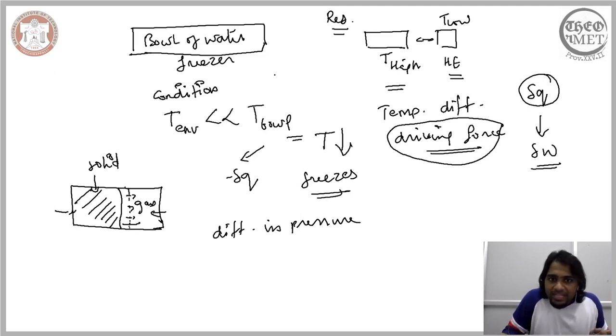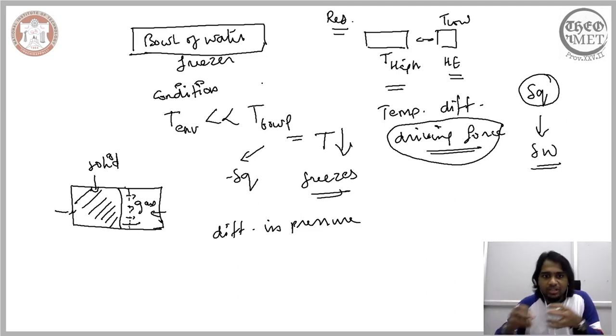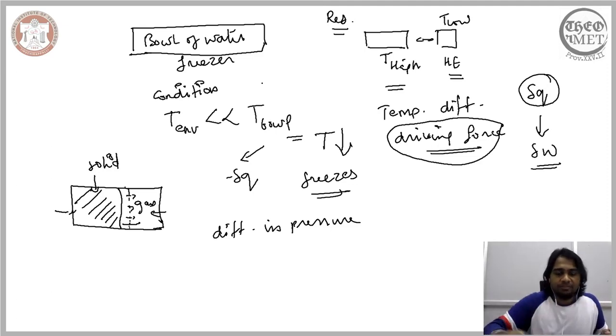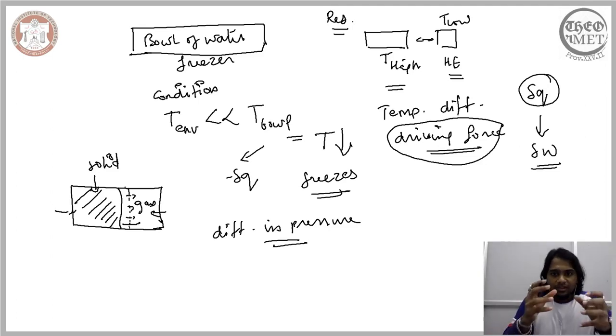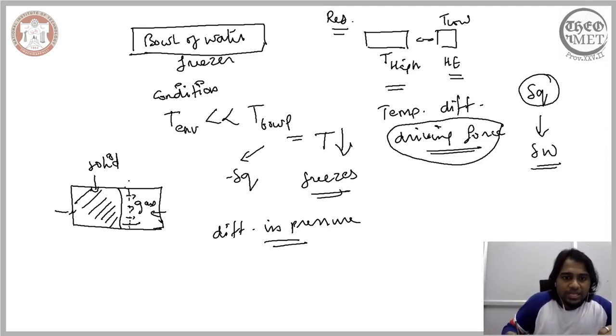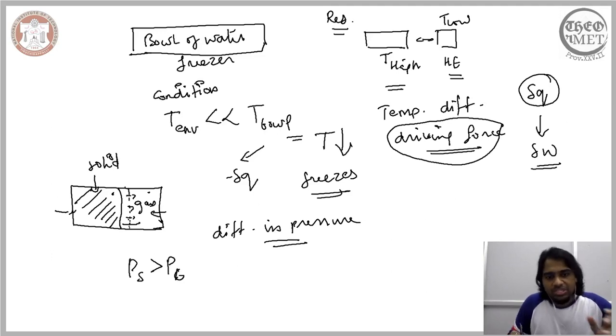So here in the initial cases, we saw that the change in the state of the system was driven by the difference in temperature, and here the change in the state of the system is driven by the difference in pressure. Now if you consider the difference in pressure and the difference in temperature, what essentially we mean is that the pressure in the solid is different from the pressure in the gas. The pressure in the solid is rather higher than the pressure in the gas, and that is the reason why you see the expansion of solid at the expense of gas.